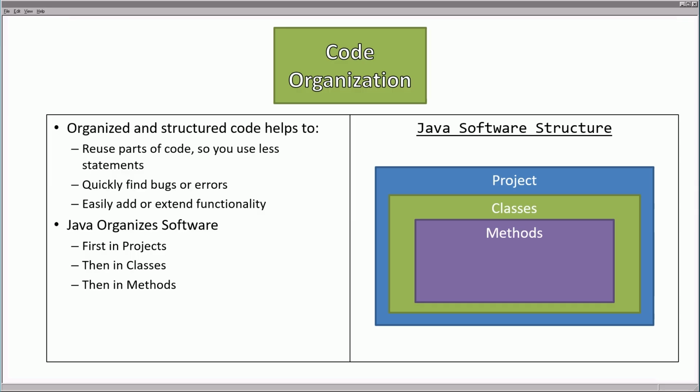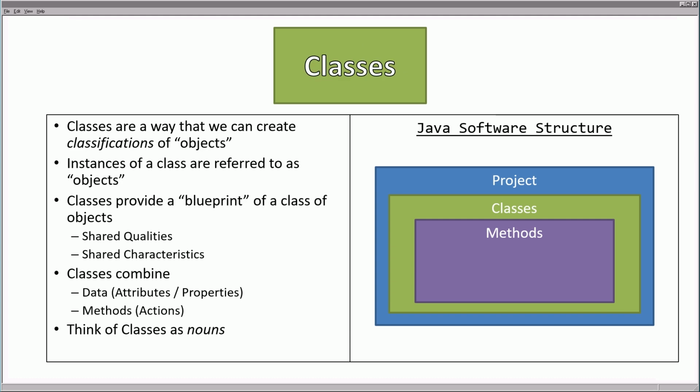Java organizes its software first inside of projects, then inside of classes, and finally inside of methods. We've been discussing classes, and classes are a way that we can create classifications of objects. Instances of a class are referred to as an object, and they provide a blueprint of these objects. These include the shared qualities and characteristics. Classes combine together data with methods, and we can start thinking of classes as nouns.